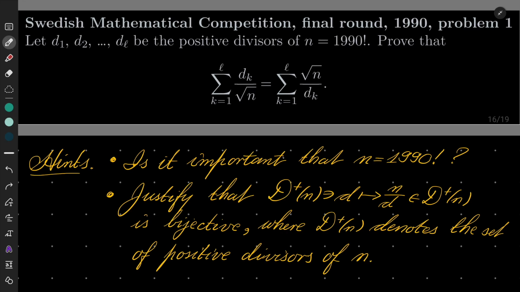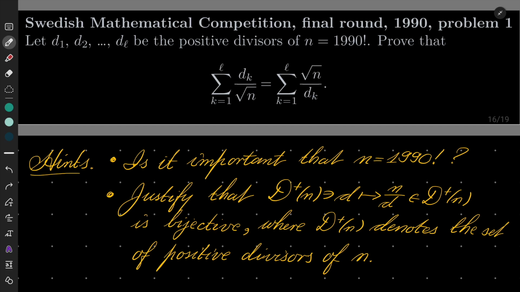Hello friends, in this video I'd like to solve the following problem from the Swedish Mathematical Competition, final round 1990, problem number 1. Let d1, d2, and so on up to dl be the positive divisors of n, which is 1990 factorial. Prove that the sum from k equals 1 to l of dk over square root of n equals the sum from k equals 1 to l of square root of n over dk.